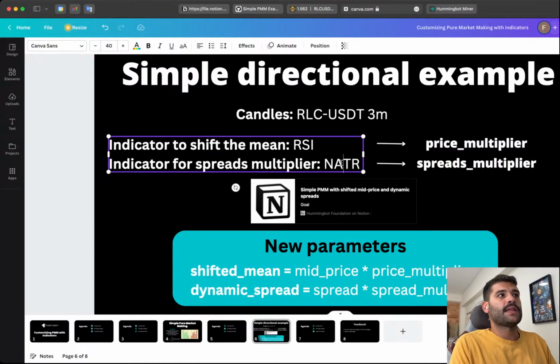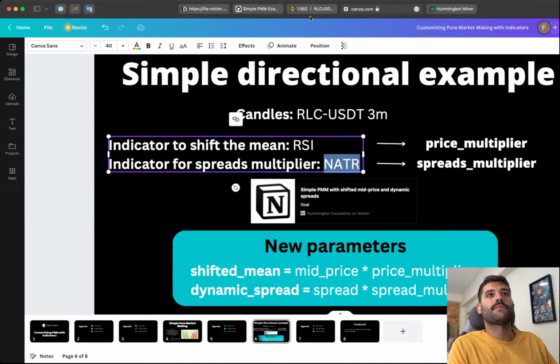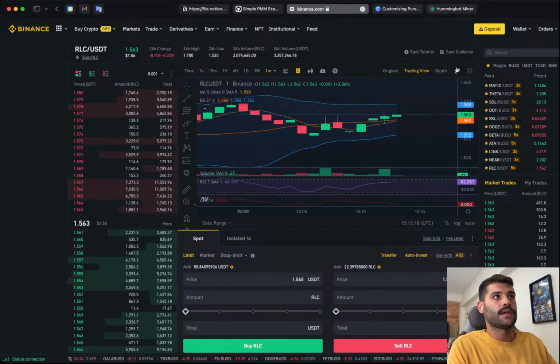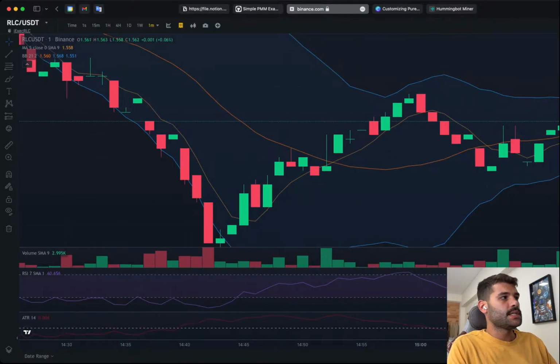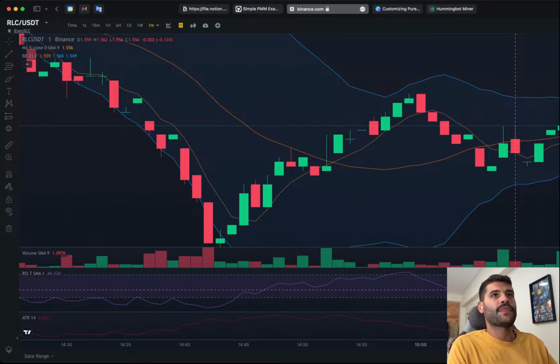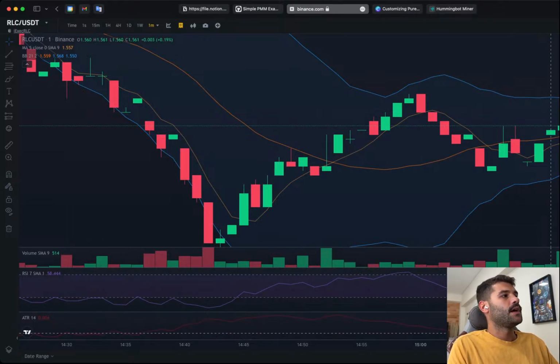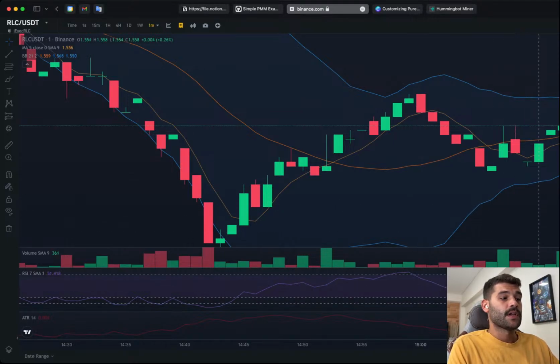Then we are going to use an indicator that is a normalized average true range. I found this very interesting for market making, so let me show you how the indicator works. The bad thing is that I don't have the normalized average true range in TradingView or in Binance here, but we have the average true range.